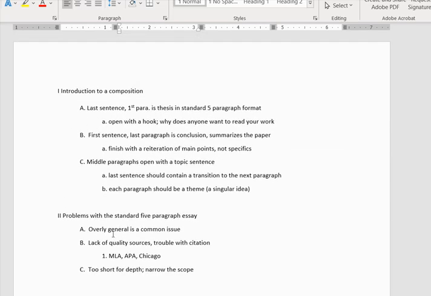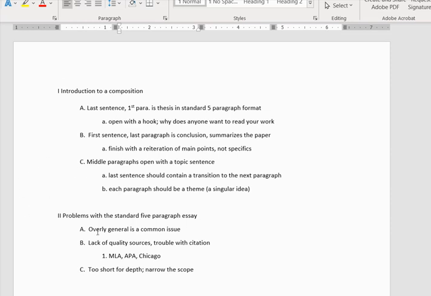This is the more formalized Roman numerals. Then you're going to have capital letters, then the smaller letters, or sometimes you get ones here, and then the A's below it. And this really just sets you up for composition. This is a structure for writing a paper.